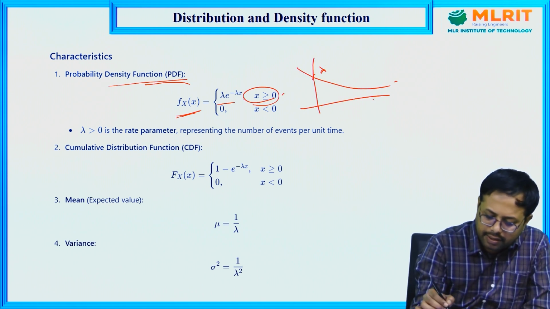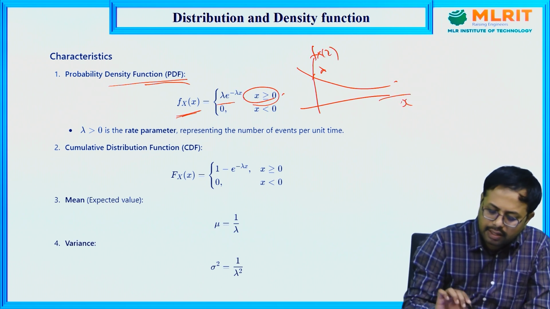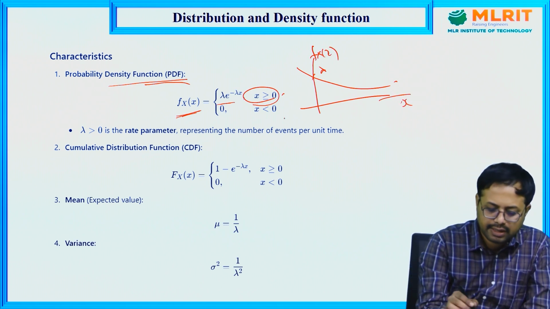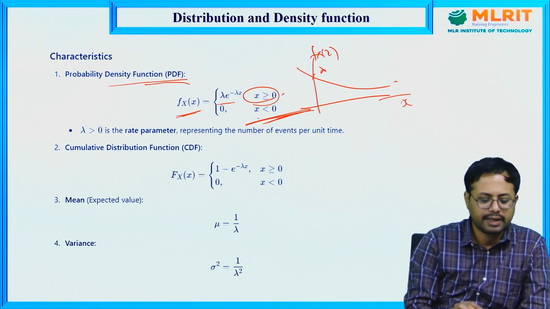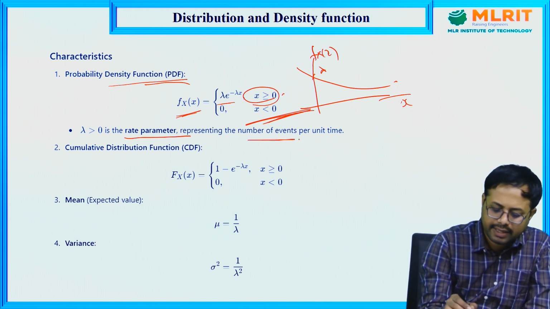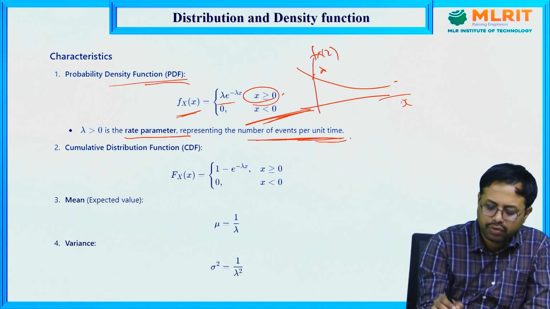Next, here you have fx of x equal to lambda e power minus lambda x, and 0 for x less than 0. Lambda greater than 0 is a rate parameter representing the number of events per unit time.